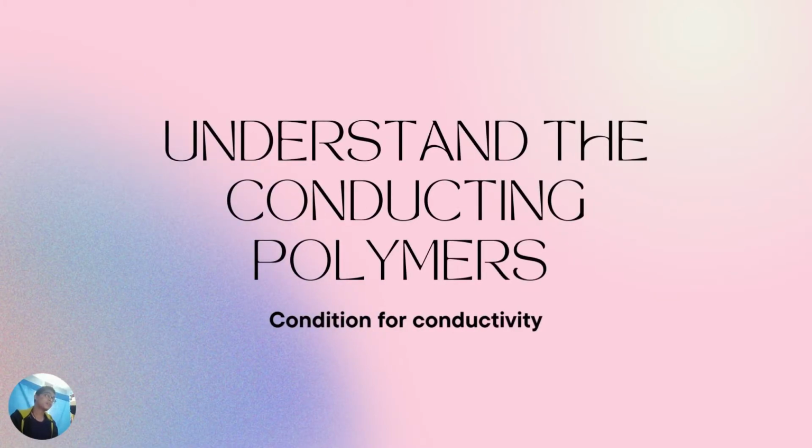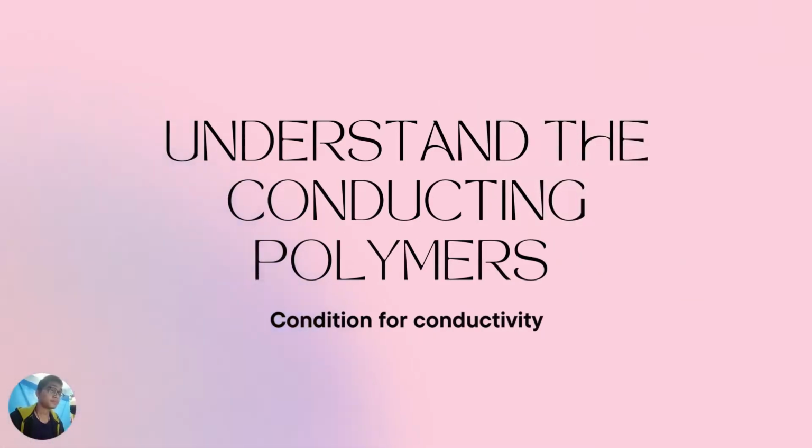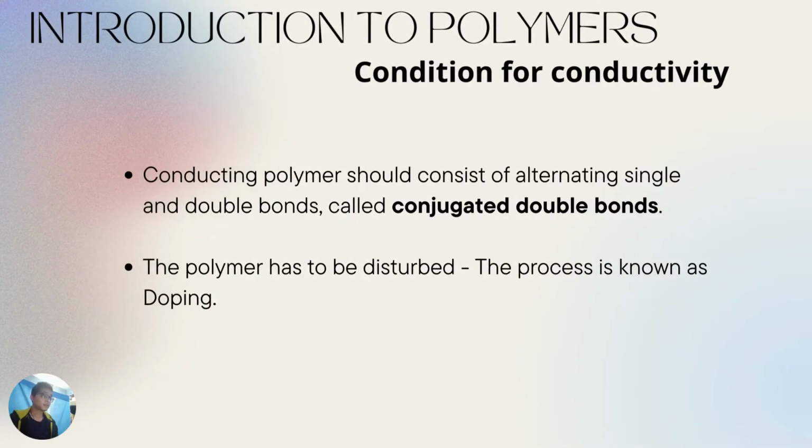Understanding the conducting polymers: conditions for conductivity. If there are some polymers which are conducting, what conditions or properties make them special from other polymers? In this slide we are going to learn that. First, conducting polymers should consist of alternating single and double bonds, which is known as conjugated double bonds. I know you didn't understand because we all didn't study 8, 9, 10 properly. I know that. So let me give an explanation. I'm becoming like you guys.